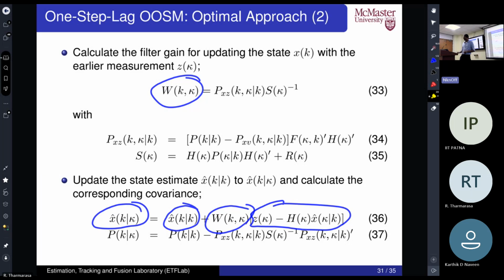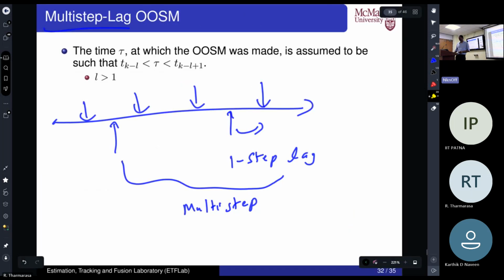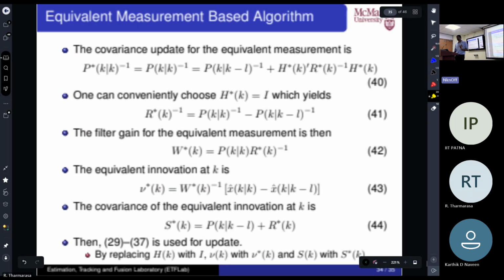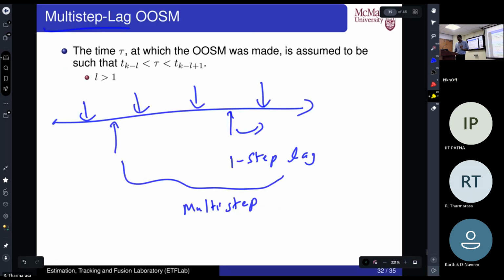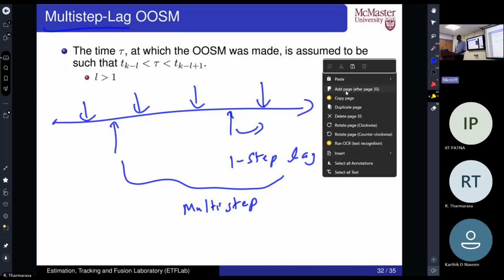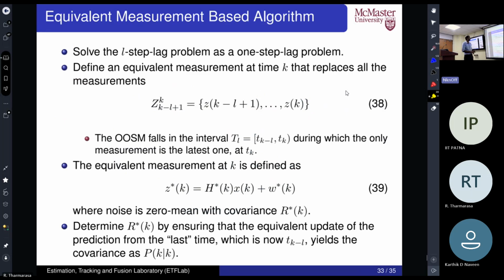Okay. So let's talk about how to handle multiple steps. For multiple steps, there are two approaches. I am going to talk about only one approach. Okay. This approach is really an interesting approach. You can use it not only for out-of-sequence measurements, but in some other cases as well. So that is what I want to talk about.